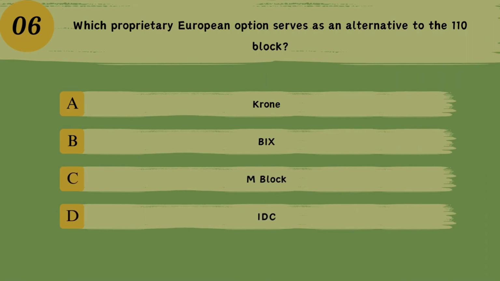Question 6. Which proprietary European option serves as an alternative to the 110 block? A. Krone. B. BIX. C. M block. D. IDC. Correct answer: A. Krone.